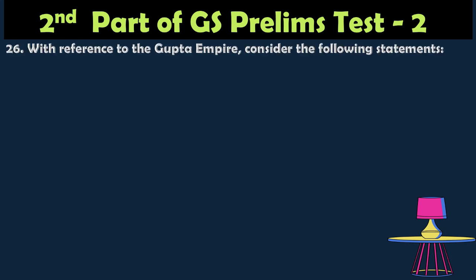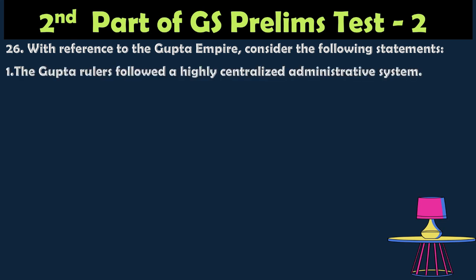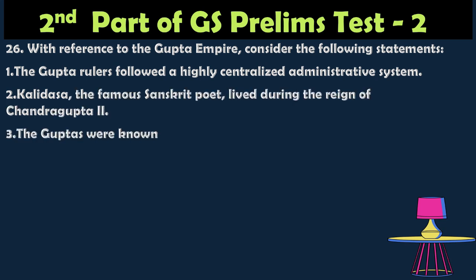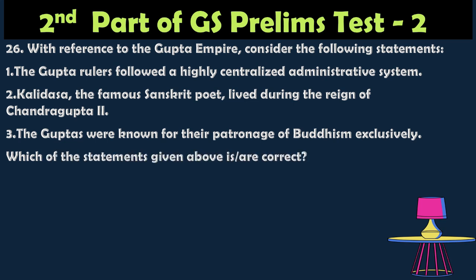26th question. With reference to the Gupta Empire, consider the following statements. The Gupta rulers followed a highly centralized administrative system. Kalidasa, the famous Sanskrit poet, lived during the reign of Chandragupta II. The Guptas were known for their patronage of Buddhism exclusively. Which of the statements above is correct?